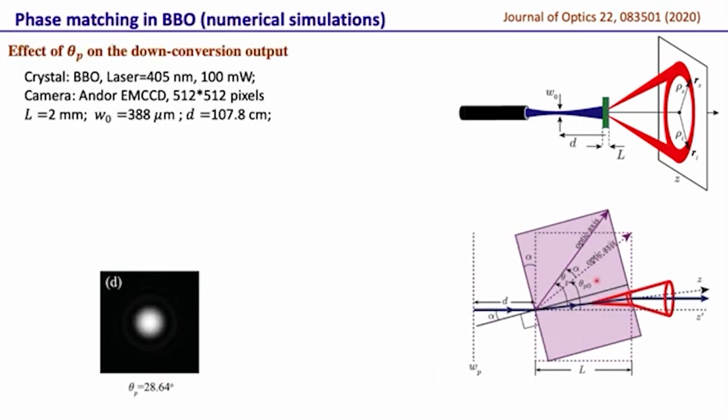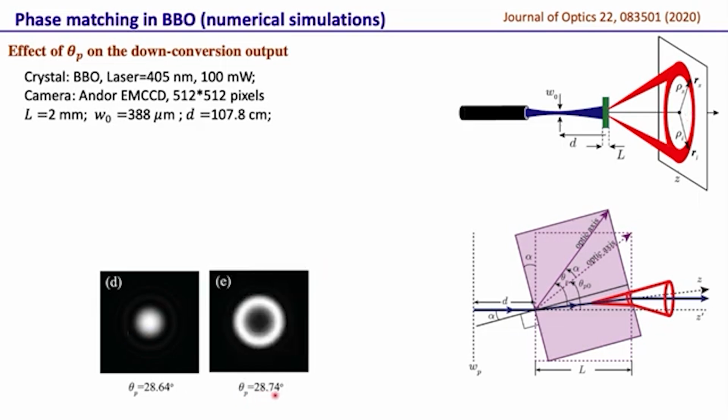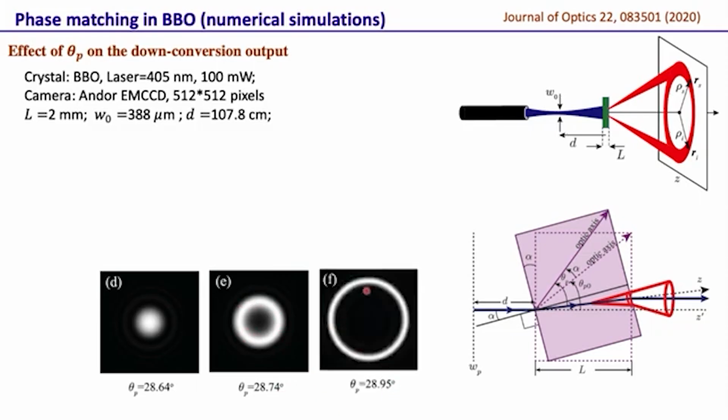So when theta p, the angle between the optic axis and the pump direction, is 28.64, this is what we see at some point on the screen along z. This is just a blob. If we increase theta p to 28.74 degrees, the blob turns into a ring. If we increase it further, it becomes an even bigger ring. In fact, before 28.64 degrees there is really no down conversion, so we say that phase matching starts to get satisfied from around this angle.